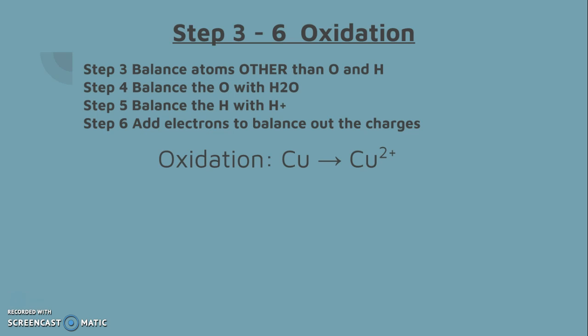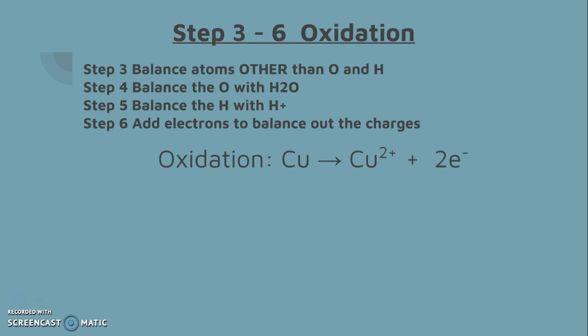Our first step is to balance the atoms other than O and H. The copper is balanced as there is 1 on both sides of the reaction. We don't have to balance the oxygen as there aren't any, and we don't have to balance the hydrogen as there aren't any as well. Next, we add electrons to balance out the charges. The right side has a charge of plus 2, and the left side has a charge of 0. So to balance out the charges, the right side must gain a charge of negative 2. So we add 2 electrons on the right side.